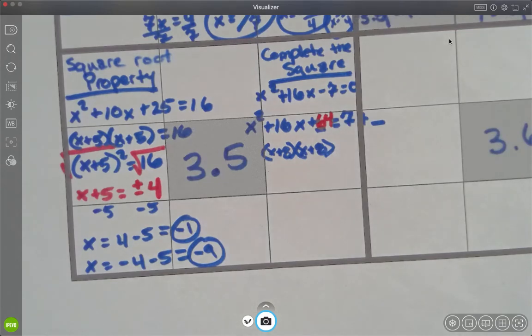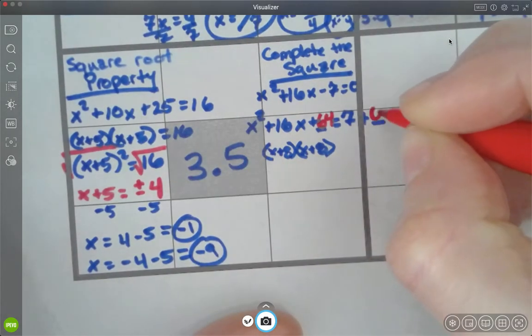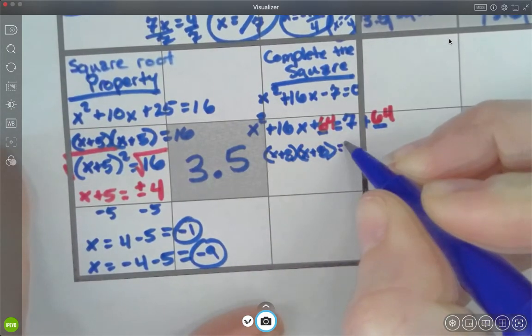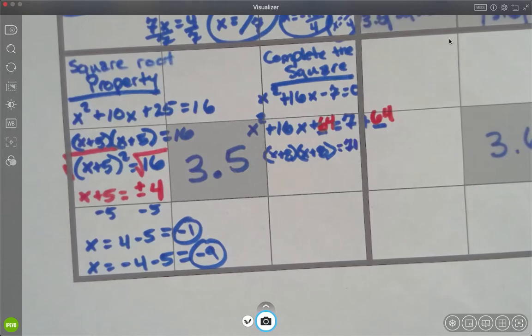So if I add 64 to the one side, I have to add it to the other. 64 is here also. Okay, equals, so this guy is 71. Okay, I'm trying to make him small again.